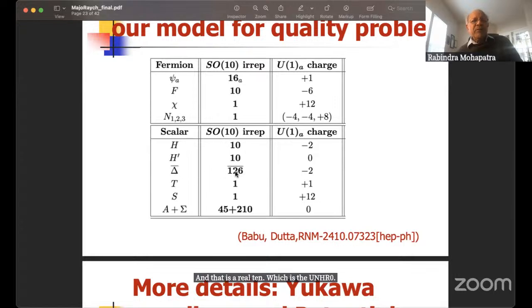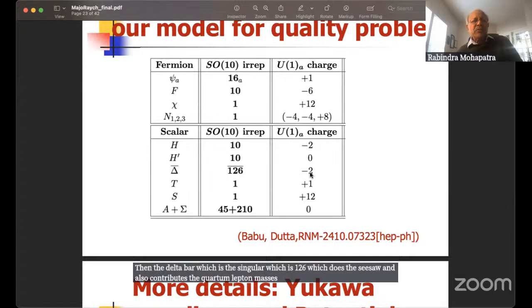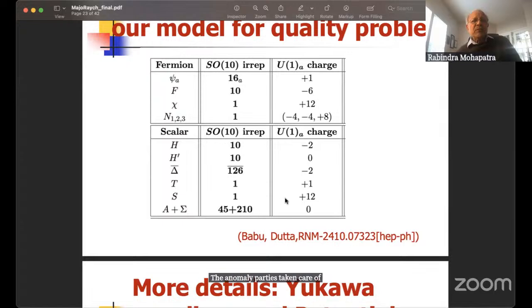Then the delta bar, which is the 126, does the seesaw and also contributes to the quark and lepton masses. That is minus 2. And then there are 2 singlets, T and S, which have charges plus 1 and plus 12. These, by the way, do not contribute to anomalies because these are all scalars. Okay, so the anomaly part is taken care of here, and this is just to do the symmetry breaking.